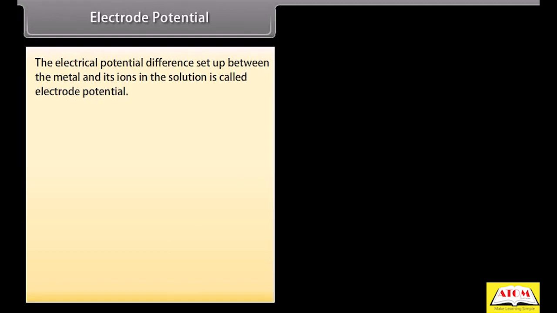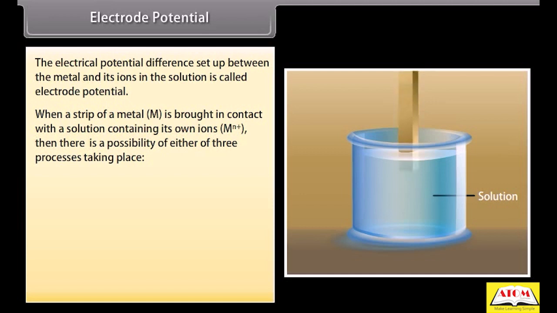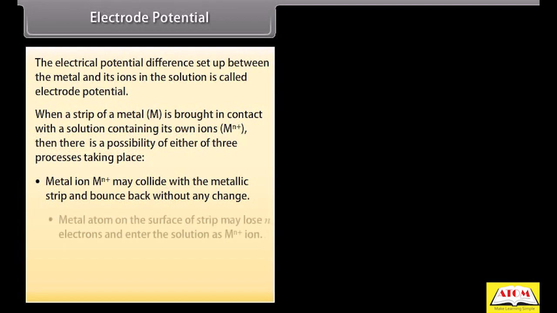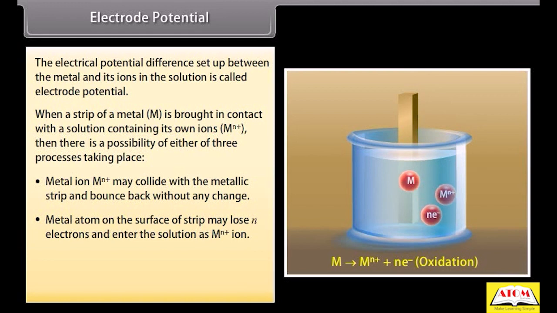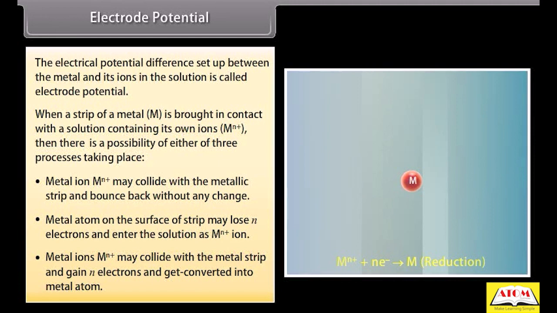Electrode potential. The electrical potential difference set up between the metal and its ions in the solutions is called electrode potential. When a strip of metal is brought in contact with a solution containing its own ions, then there is a possibility of either of three processes taking place. Metal ion may collide with the metallic strip and bounce back without any change. Metal atom on the surface of strip may lose n electrons and enter the solution as ions. Metal ions may collide with the metal strip and gain n electrons and get converted into metal atom.